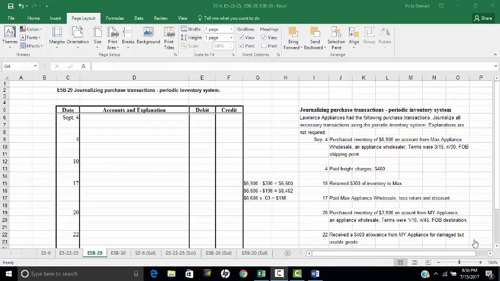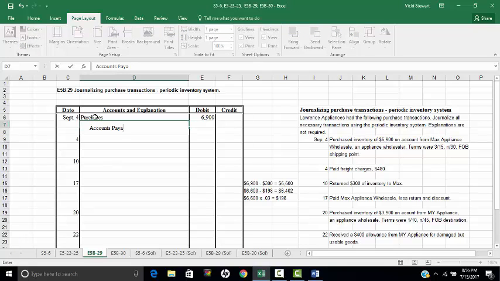On September 4th, they purchased inventory of $6,900 on account from Max Appliance Wholesale, an appliance wholesaler. The terms were 3/15, net 30, FOB shipping point. So to record this under the periodic system, we're going to debit purchases for $6,900 and credit accounts payable for the same amount.